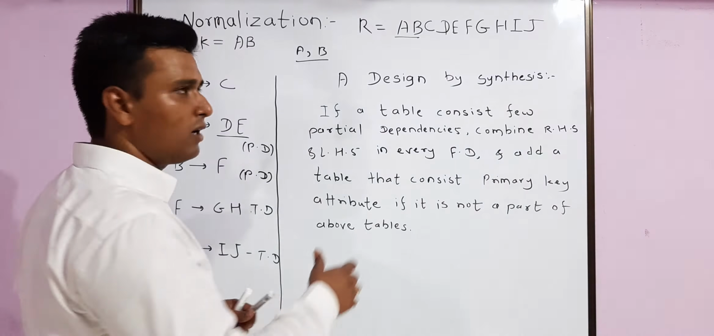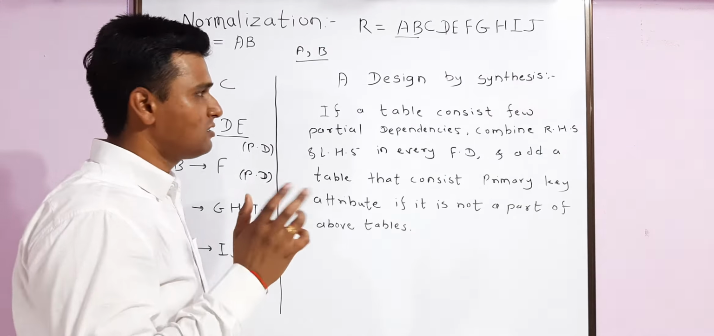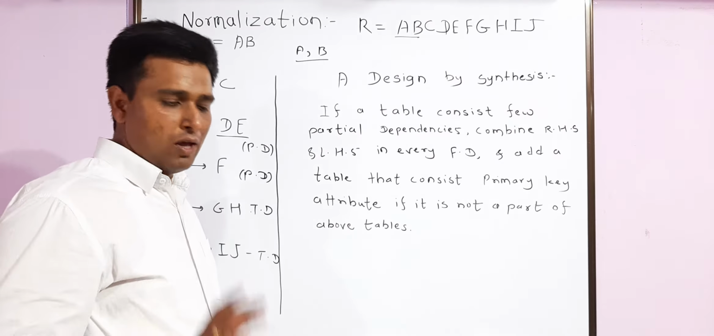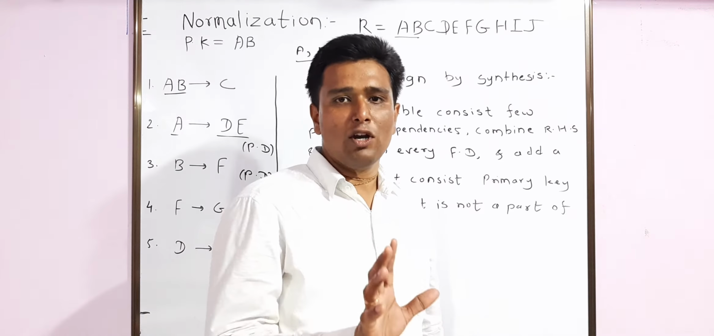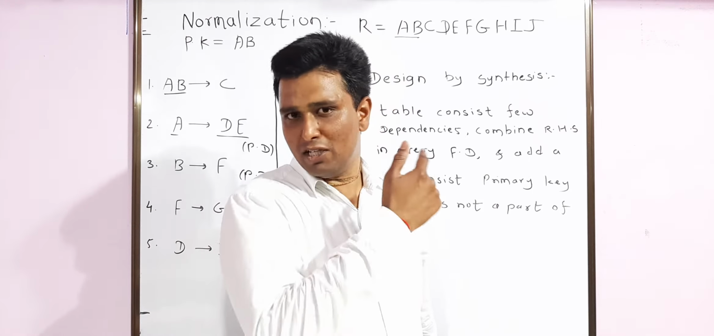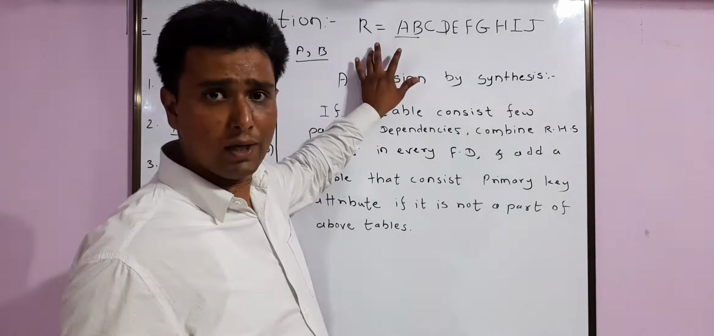Now we are going to convert this relation into normalized tables. So we are going to do normalization here. Before doing normalization, we should understand the minimum normal form of this relation, or this table. What is the minimum normal form? That is the question.